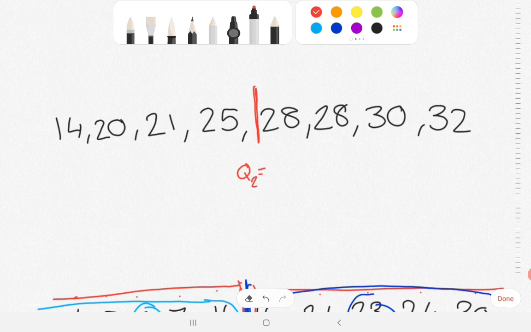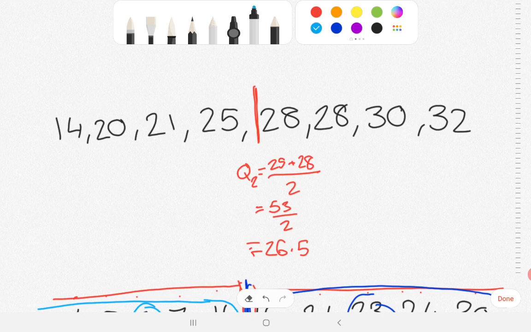So for our Q2, we're going to add the two numbers either side, the two middle numbers if you like, 25 and 28, and half them. 25 and 28 is 53. And half of 53, well, half of 52 would be 26, so it's 26.5. Okay, this is one of the times I don't mind you using decimals, it's probably easier, 26.5.